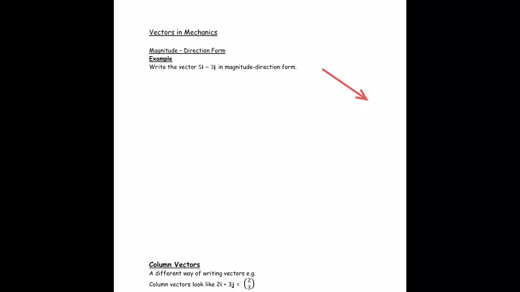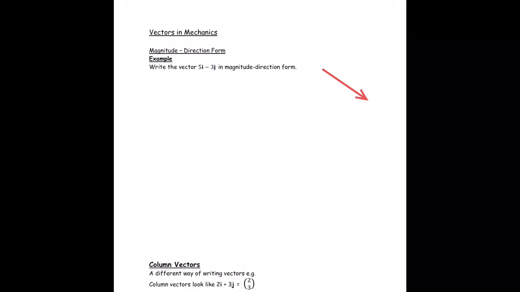So the first thing to remember is that a vector has direction and magnitude. Magnitude is its size, which we represent by the length of a line. Direction is an angle, usually from the positive x-axis. From the horizontal we measure that angle.